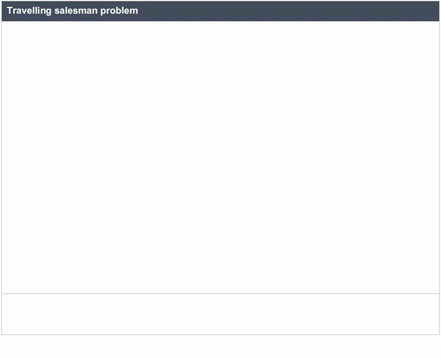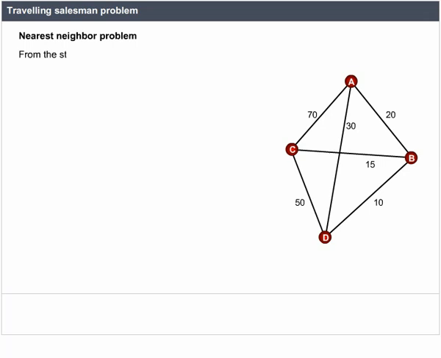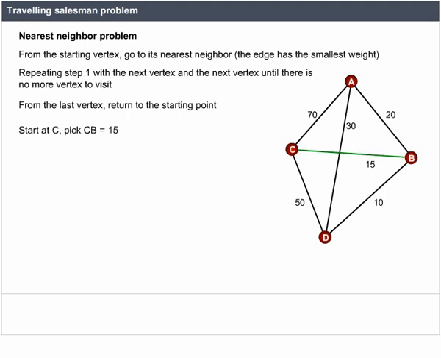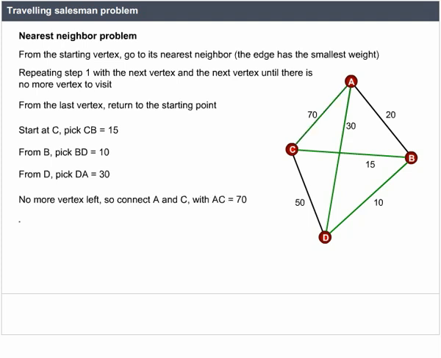Nearest neighbor algorithm. From the starting vertex, go to its nearest neighbor, the edge with the smallest weight. Repeat this step with the next vertex until there is no more vertex to visit. From the last vertex, return to the starting point. Start at C, pick CB equals 15. From B, pick BD equals 10. From D, pick DA equals 30. No more vertices left, so connect A and C with AC equals 70. Therefore, the route is CBDAC equals 125.